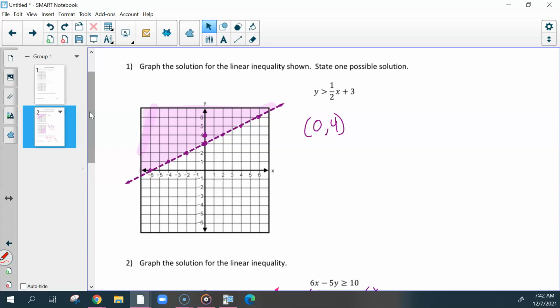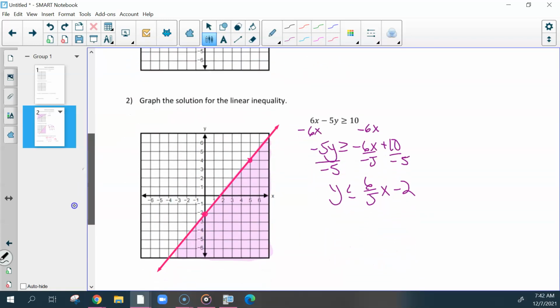I picked 0, 4, but someone else tell me a solution they found. Negative 3, 5. Negative 3, 5 would also work. If you pick any point on this line that would not work, but any point in the shaded area would.